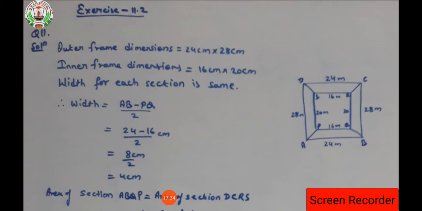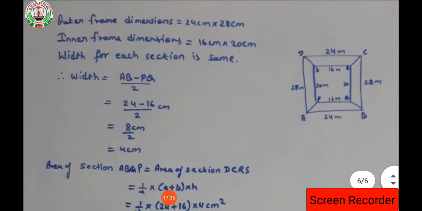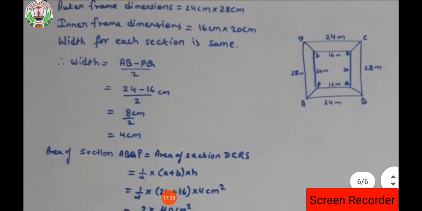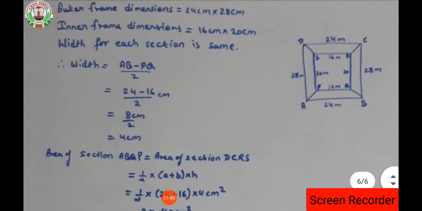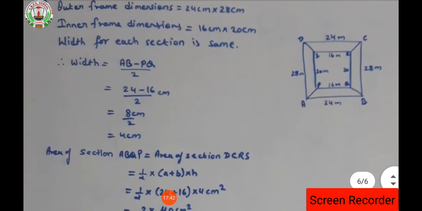So how to find the breadth? The names are given by me; you can change the names by using other alphabets also. So width is equal to AB minus PQ upon 2. AB value is given as 24 centimeter, PQ value is given as 16. So 24 minus 16 will be 8. When divided by 2, it will be 4.